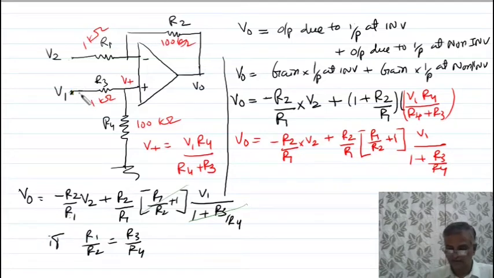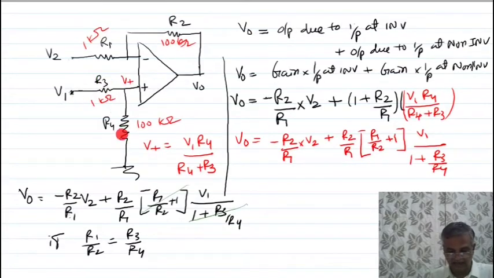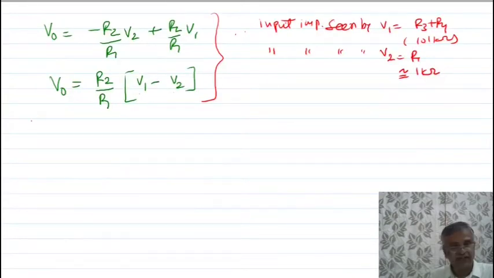Listen again. The input impedance seen by the V1 is nothing but R3 plus R4, and input impedance seen by the V2 is nothing but R1. So input impedance is less here. So this loads your source heavily, so your input decreases. Therefore, to avoid such a problem, the buffer is used before this basic differential amplifier circuit.